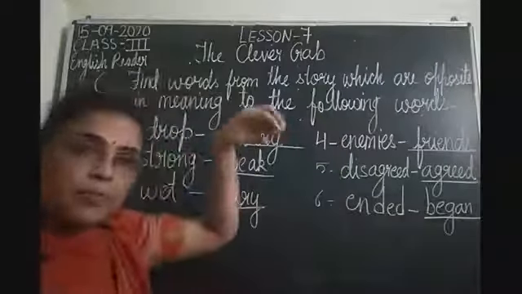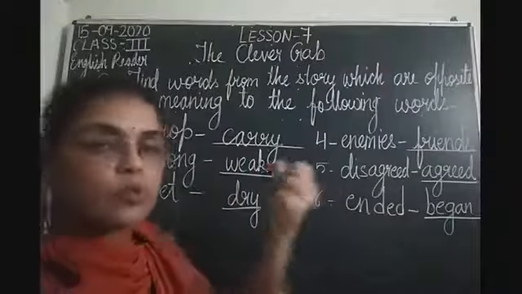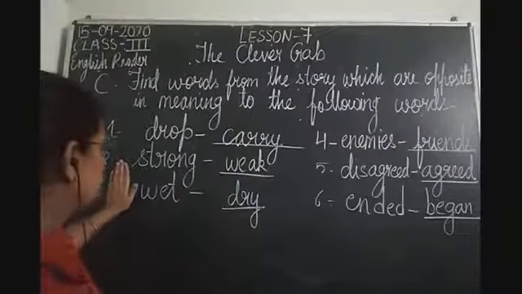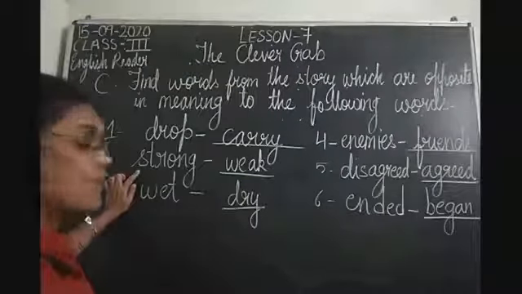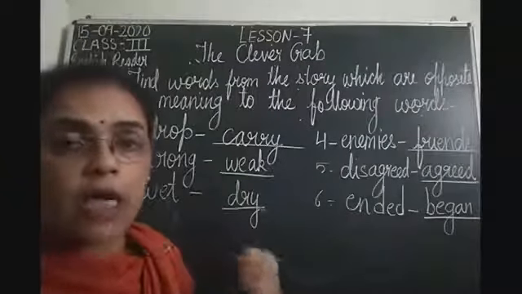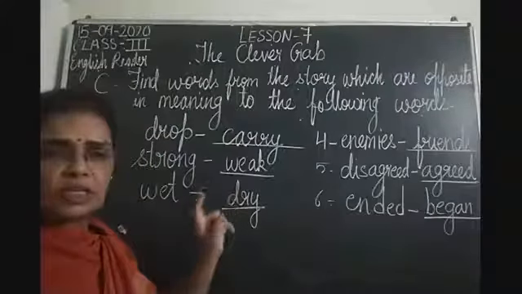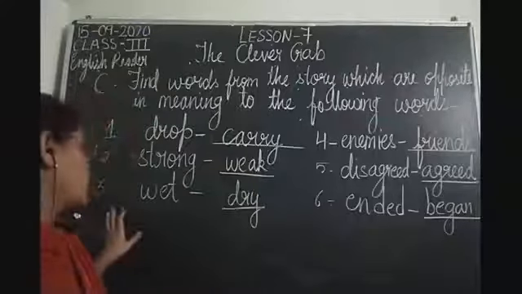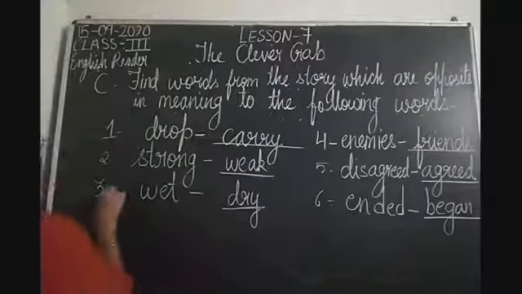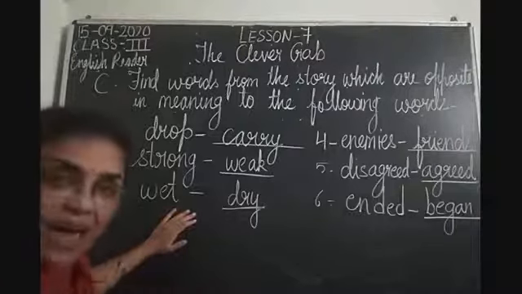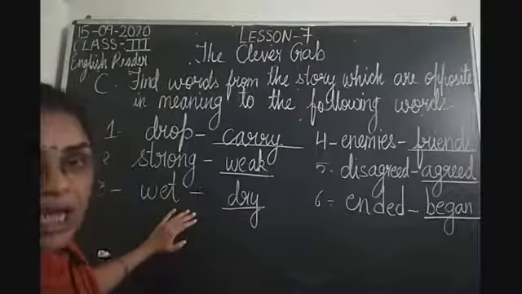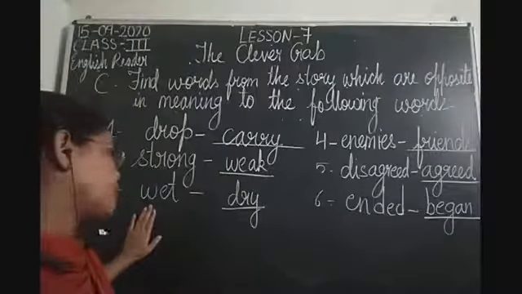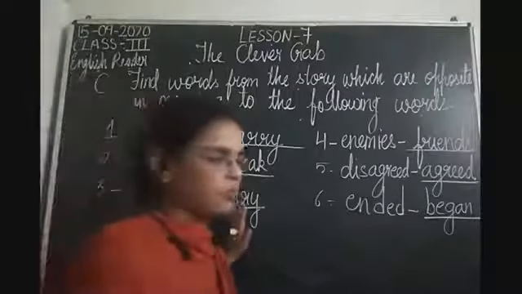बेटा ड्रॉप करना मतलब गिरा देना, और कैरी करना opposite उठा लेना. Drop and carry. Then the second word, strong. सब जानते हैं ना, जो strong ताकतवर होता है, और उसका opposite क्या होगा? Weak, कमजोर. Then children the third word is wet. Wet मतलब गीला, और उसका opposite क्या होता है? Dry, सूखा.